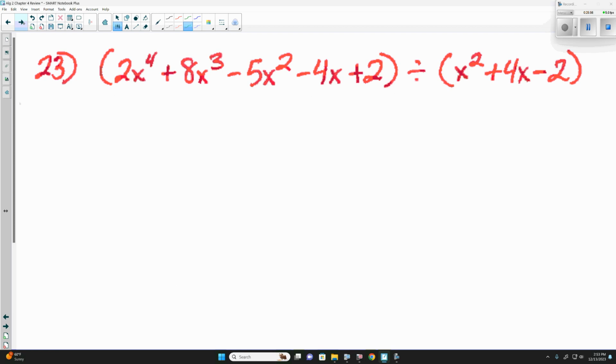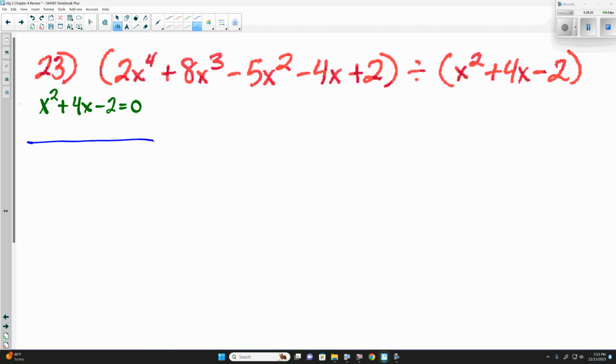Do we want to do this by synthetic or long division? Synthetic, because we can do this with synthetic division. You do not have to. There is one on the test that requires you to do it by synthetic division, but that is a bonus question. All the rest of them do not require you to do it by synthetic. You can do it by synthetic or long division.